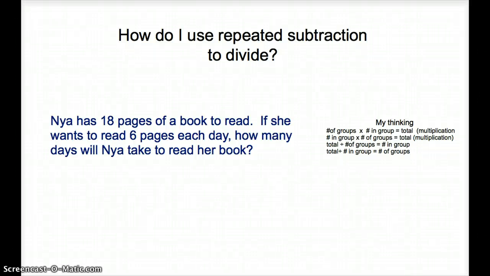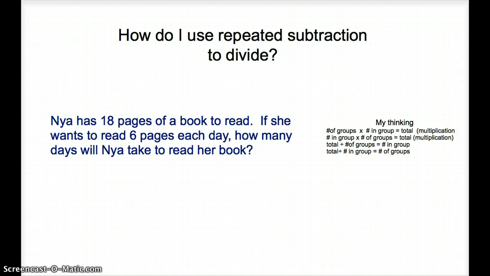Your learning goal today is: how do I use repeated subtraction to divide? So we're going to be learning division and different strategies that we can use. Our focus today is repeated subtraction. In division, we start with a total, and then we separate out equal groups. I start with my total, and I get smaller, just like subtraction does. So I can take away those groups to find out how many groups I have.